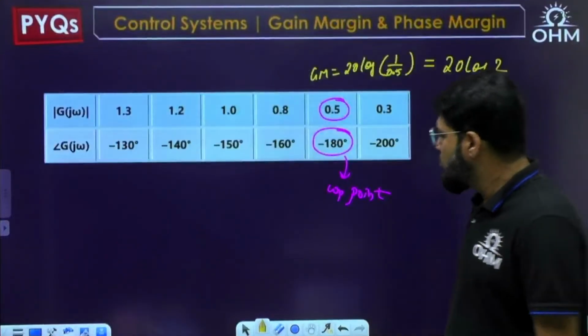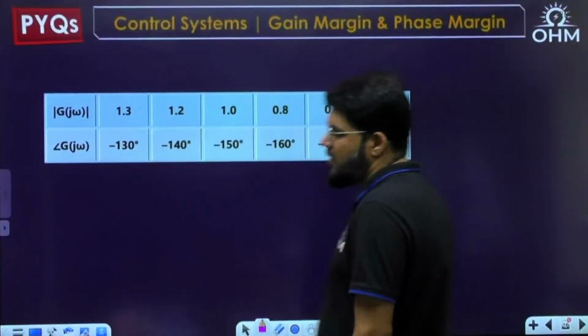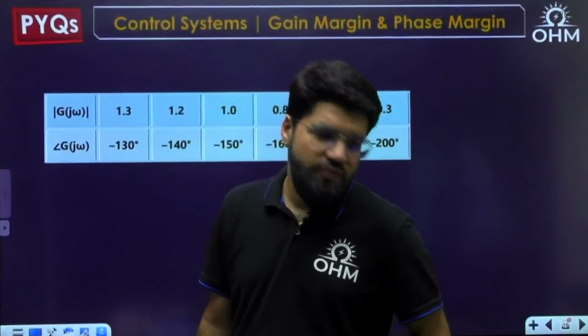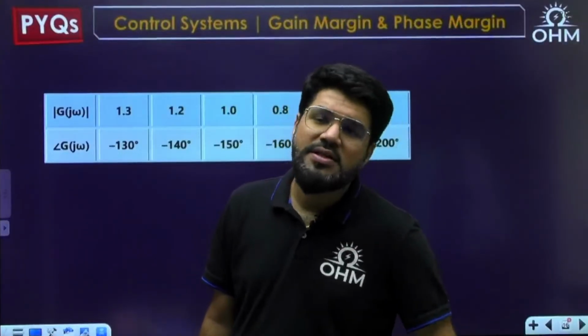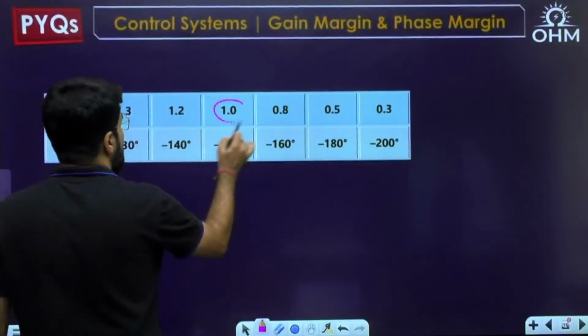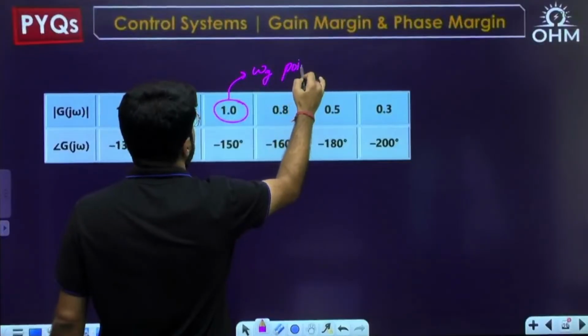From this table, how do you talk about phase margin? Phase margin is calculated at omega g, the gain crossover frequency. It is the frequency at which the magnitude |G(j omega)| becomes 1. So this will be known as the omega g point.